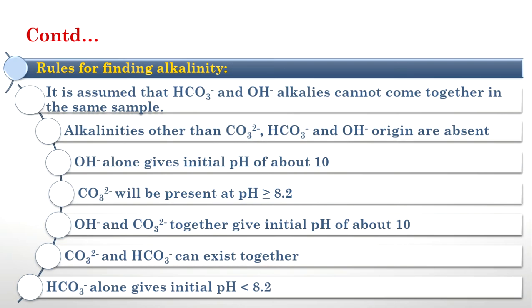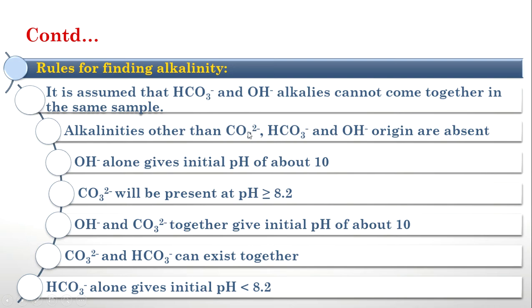Now there are certain rules for finding alkalinity. Earlier I told you that carbonate and bicarbonate cannot exist together, but actually that is not true; sometimes they may exist together. It is assumed that bicarbonate and hydroxide alkalinities cannot come together in the same sample. Bicarbonate and hydroxide cannot exist together. That is one case.